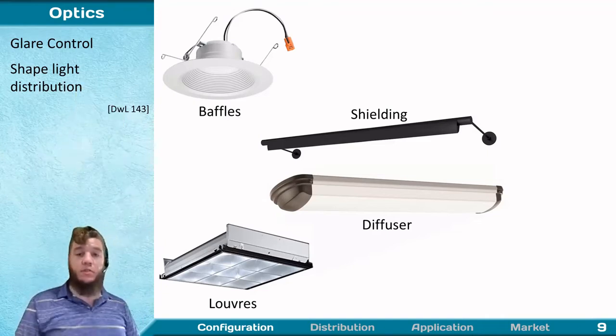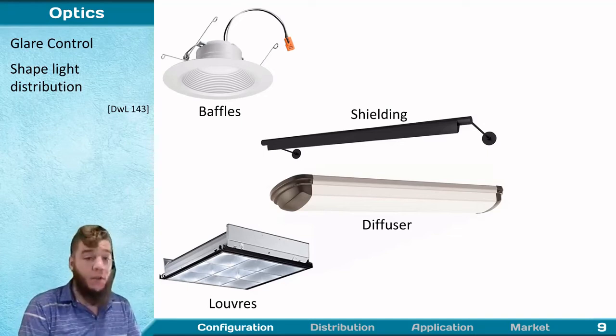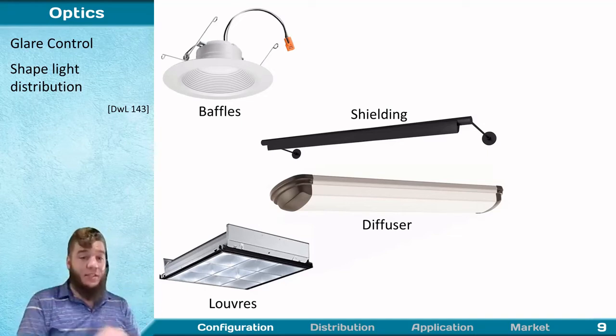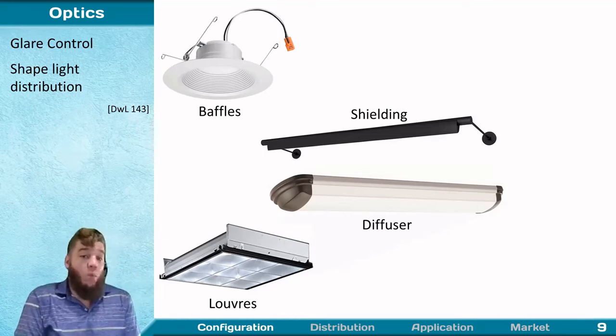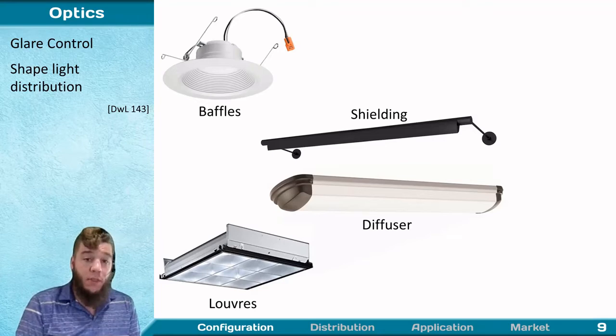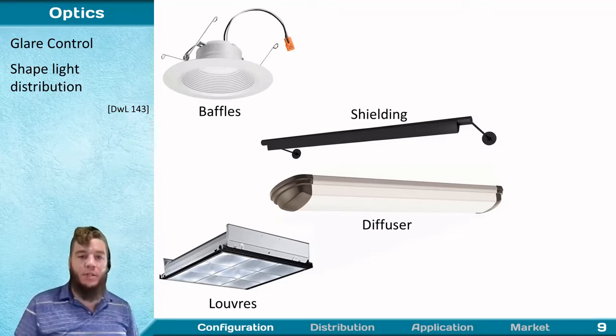Shielding is an obvious solution. It depends on what type of luminaire you're using. If it's just a downlight, shielding won't get you very far. Louvers are a much better option. But if it's a wall washer, like what I'm showing over there, shielding is a great option.